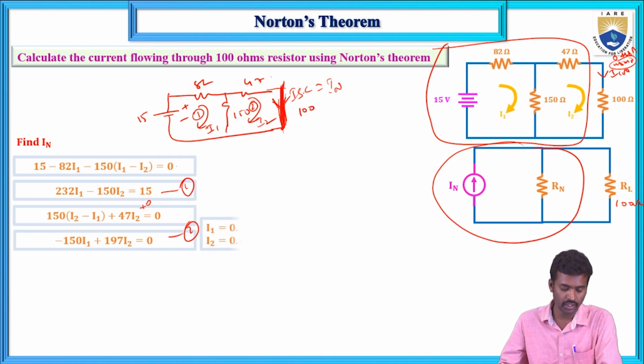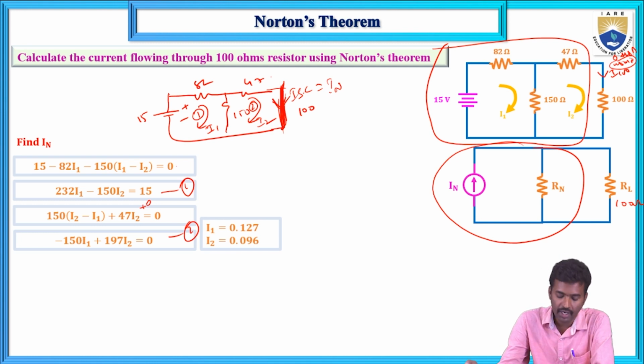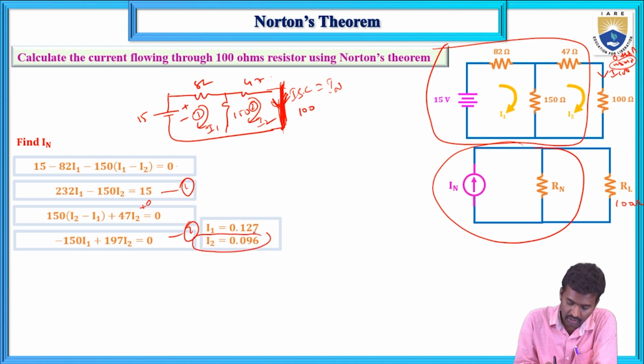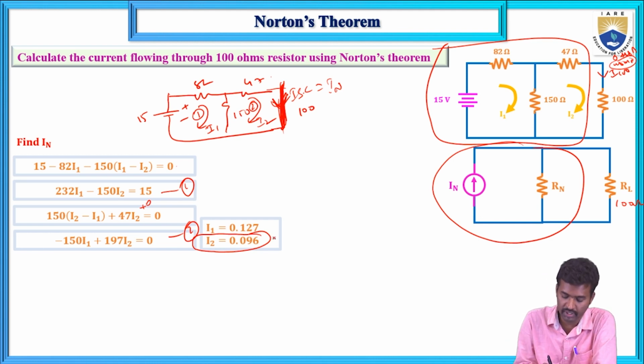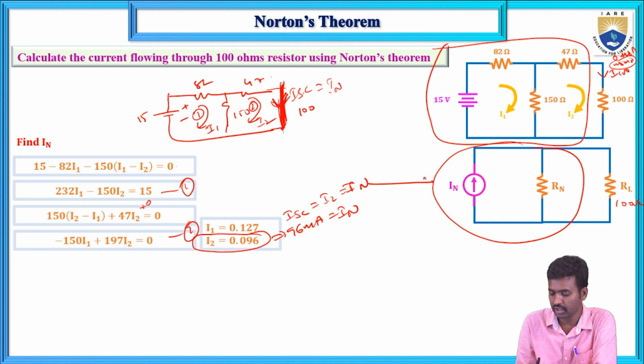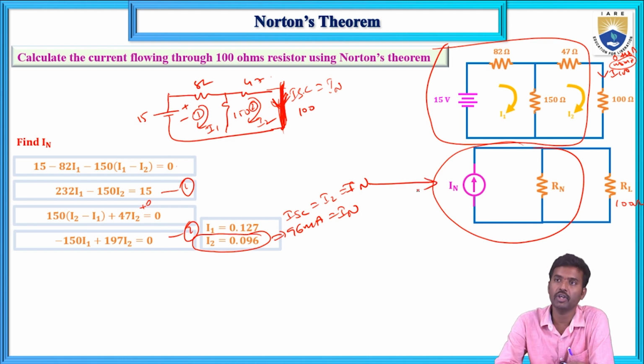If you solve equations 1 and 2, you will get I1 and I2. Here we need the I2 current only, because while calculating IN we need the short circuit current. That short circuit current is I2 equals 0.096, that means 96 milliamps. So 96 milliamps is the Norton's current. Short circuit current equals I2 equals IN. You can substitute this IN in the single equivalent circuit.